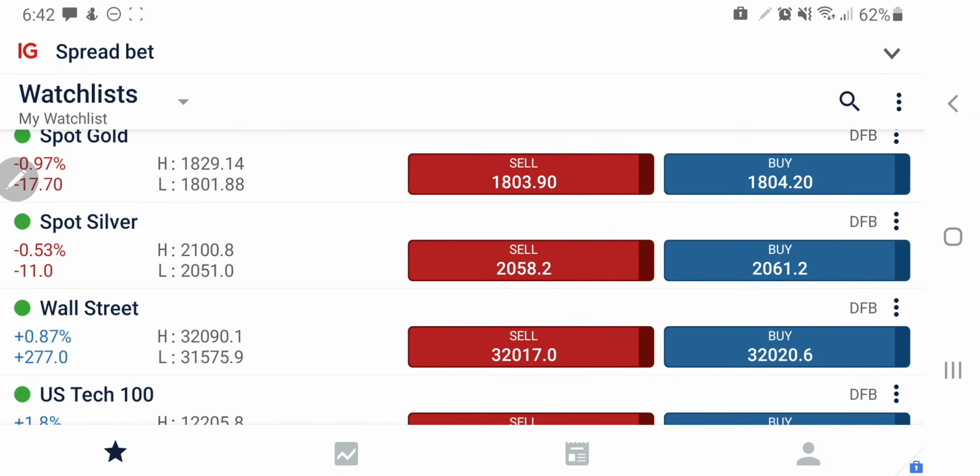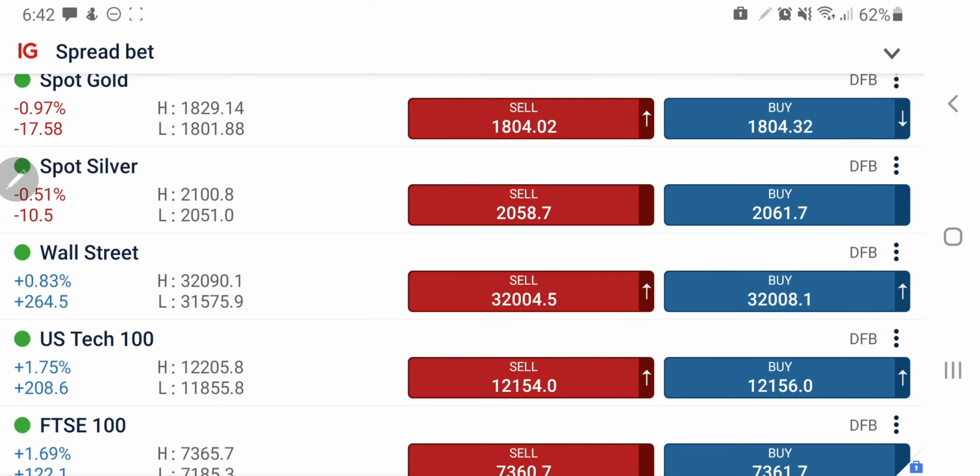So far in the day, gold has seen a good drop and achieved a critical support at 1802. At the same time, US30 and Nasdaq are both trading bullish. They are close to 2% up. US100 and US30 are close to 1% up.